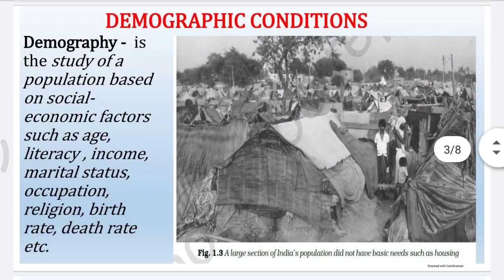Before the session starts, we will discuss what is demography and the theory of demographic transition. Demography is the study of population, a science of population based on social and economic factors such as age, literacy, income, marital status, occupation, religion, birth rate, death rate, infant mortality rate, maternal mortality rate, etc. We collect information about the population like income level, age wise classification, sex wise classification, marital status, occupation, religion, education level, birth rate, death rate, etc.